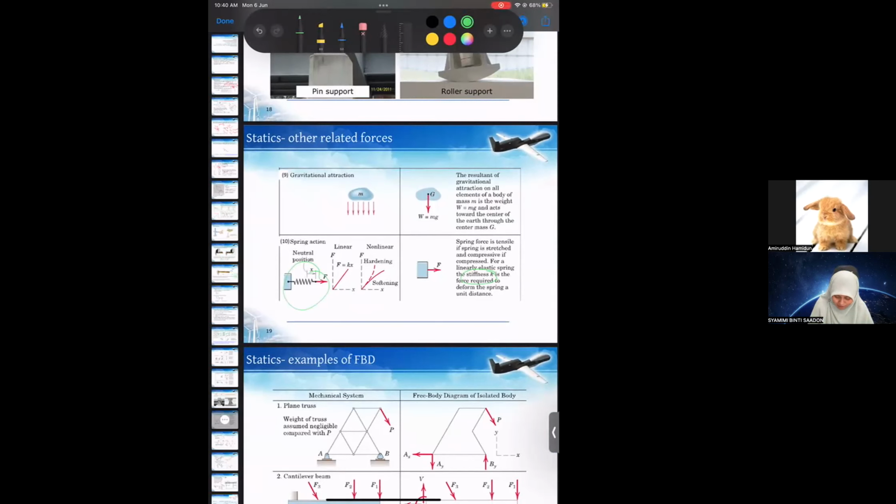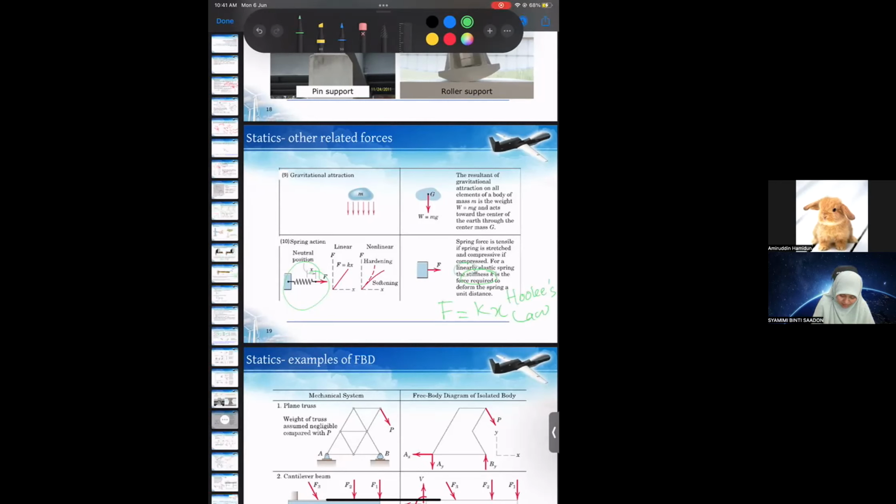So if you use a spring, then a force will be applied to the spring, and the force will be exerted on the material. This is what we call Hooke's law, F equals Kx. You can use this law for a spring like this, an elastic spring. So it is linear.